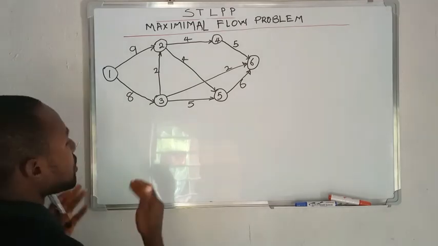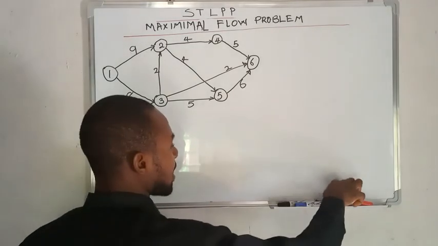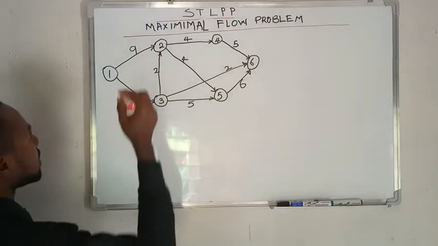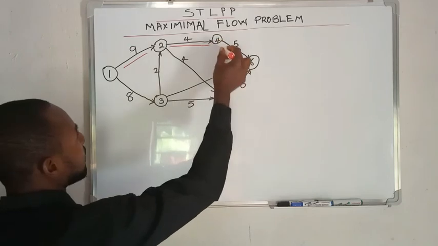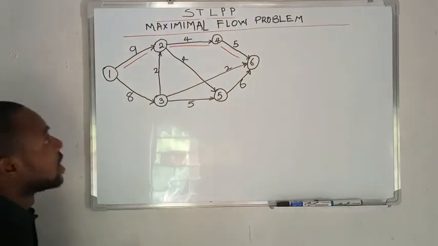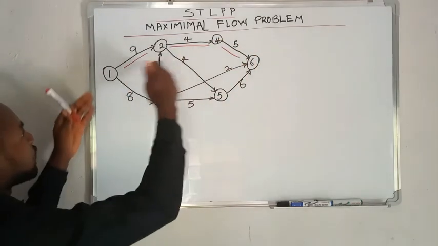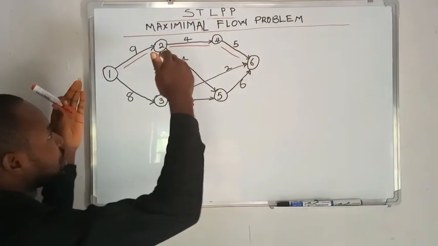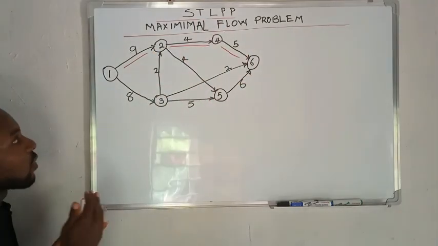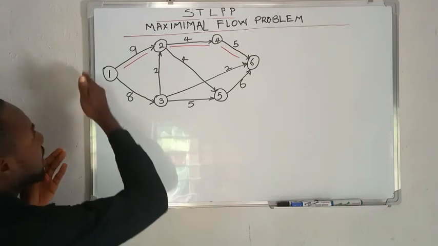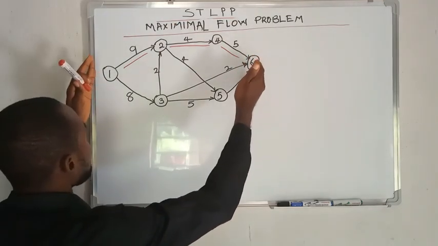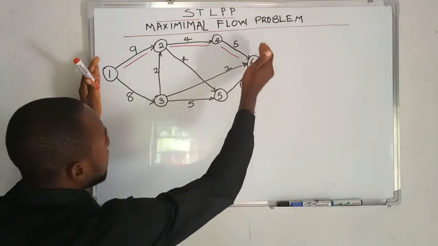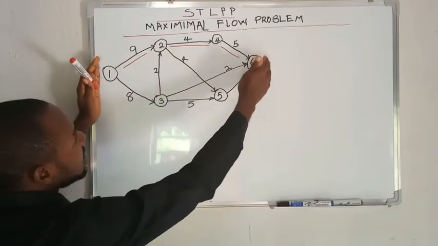So if we decide to go through a path, let's say we go through this path, we go from 1 to 2 and from 2 to 4 and down from 4 to 6. If we go through this path, if we just pick this path and then check the maximum amount of flow or current that can pass from the source down to the sink, just using this path.